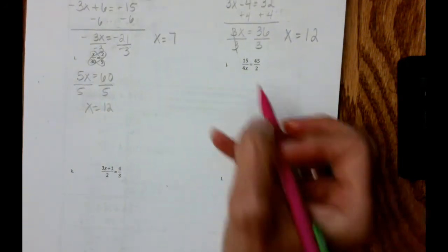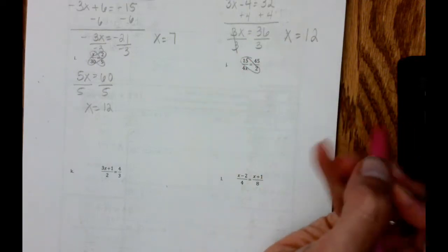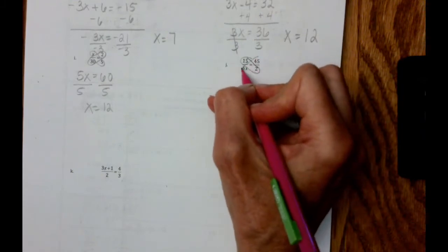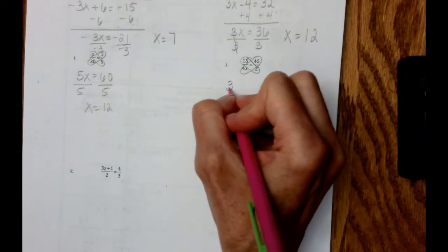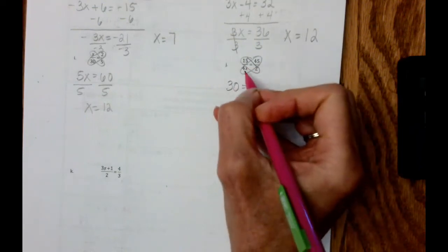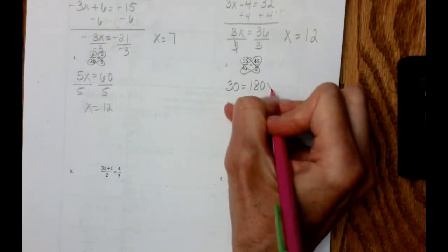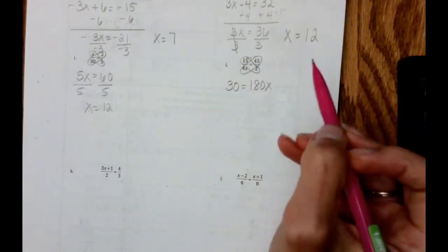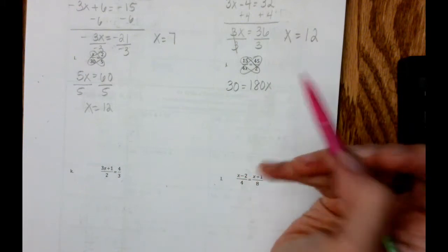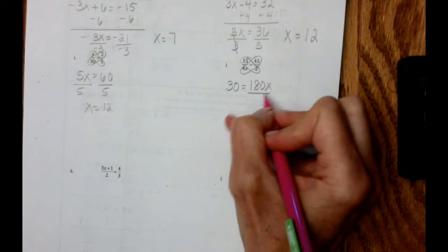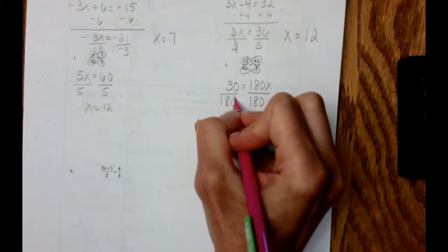Same idea on letter J. One fraction on the left of the equals, one fraction on the right of the equals. We can multiply. 15 times 2 is 30. 4x times 45 is 180x. Just pausing here for a second to check my math. Yes. So we're going to undo the multiplication by dividing both sides by 180.